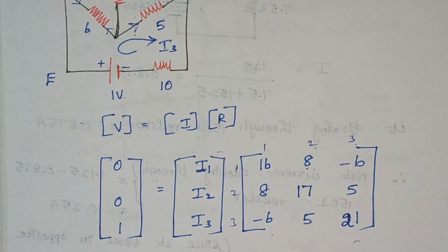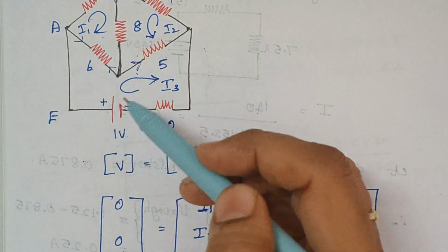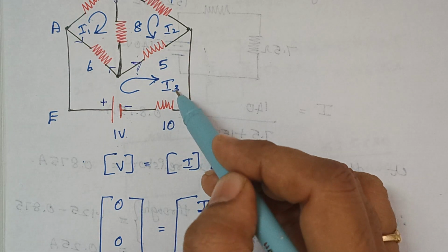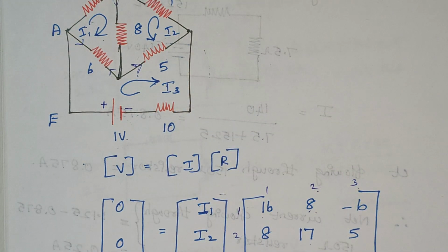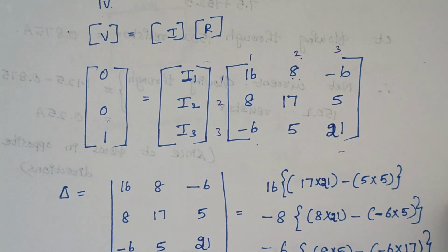Now what is the thing? We should calculate the current that flows through this path. So what is the current that flows through this branch EA? It is nothing but our I3. So we need to calculate I3. So before calculating I3, we should calculate the value of del.